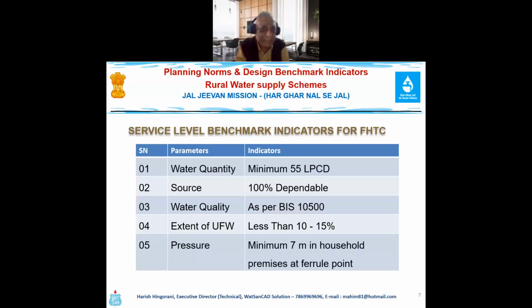The extent of unaccounted water has been considered less than 10 to 15%, maximum 15%. Try to keep it less than 10% in the smaller water supplies. Basically we do not go beyond 15%. We can think of the MBR system. Pressure requirement as considered in the JJM guideline is minimum 7 meters in the household premises at the tap point. Keep it in mind.